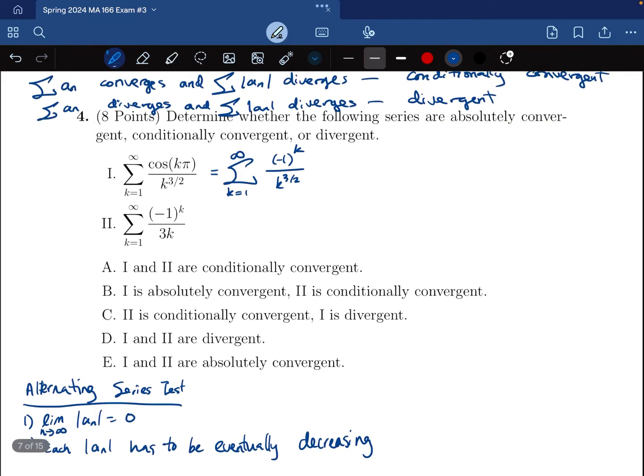Okay, and so what we'll notice is that as k goes to infinity, the limit of 1 over k to the power of 3/2 is equal to 0, meaning that the first statement is true. And since k to the power of 3/2 gets bigger as k increases, the sequence 1 over k to the power of 3/2 is a decreasing sequence. Since both statements 1 and 2 are true, this series is conditionally convergent.